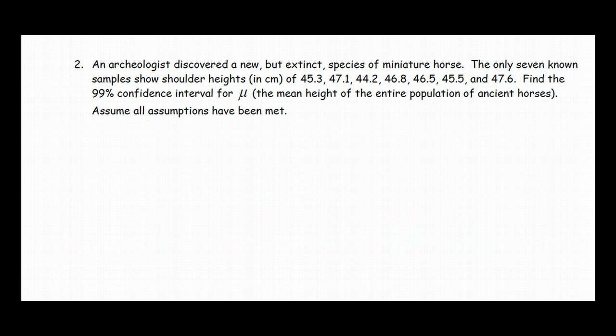All right, so let's do an example. An archaeologist discovers a new but extinct species of miniature horse. The only 7 known samples show shoulder heights in centimeters of these figures listed. Find the 99% confidence interval for mu, the mean height of the entire population of ancient horses. Assume all assumptions have been met.